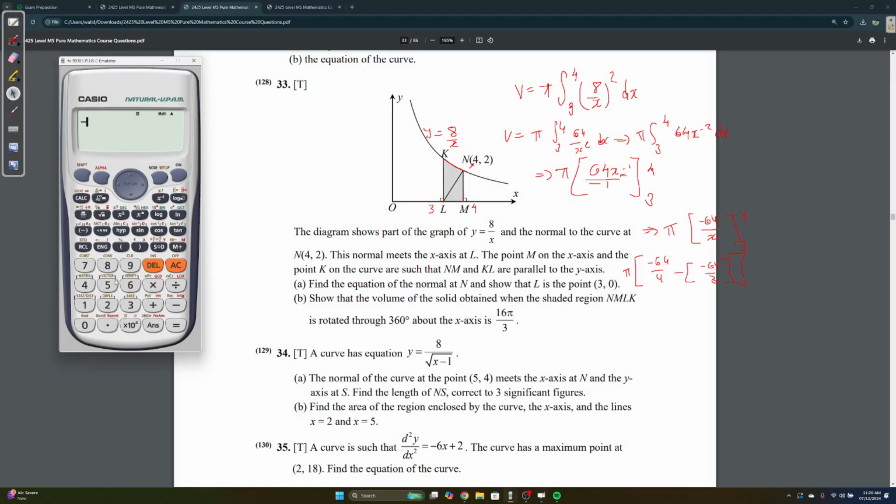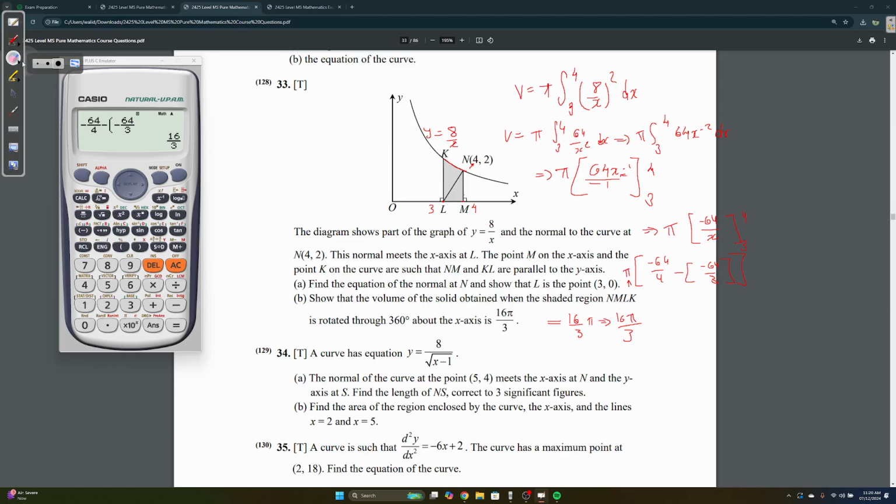Minus 64 over 4, minus open bracket minus 64 over 3. You get 16 over 3, and don't forget about the pi. So this is equal to 16 over 3 pi, which is the same as just saying 16 pi over 3.